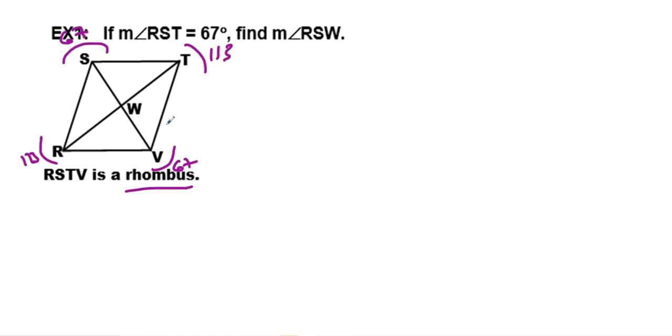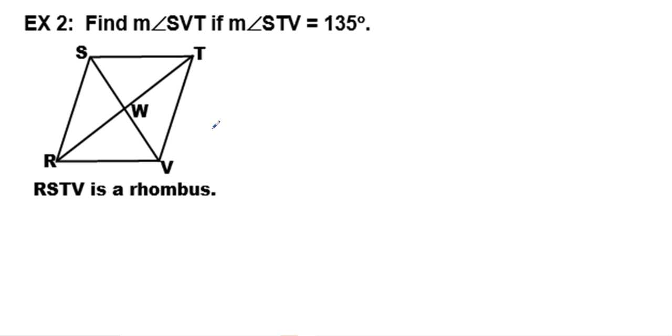I can find every single angle on here because diagonals bisect these angles. We're looking for RSW. Well, it's just going to be half of 67. That's going to be 33.5. Yep, it's 33.5, because that's 33.5. And these will be half of 113, which is 56.5. And these, of course, are all going to be 90 right here. Okay, moving on.